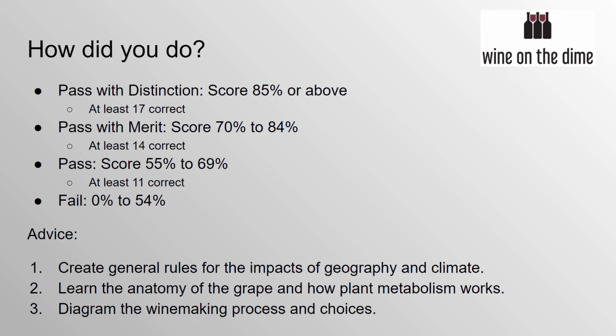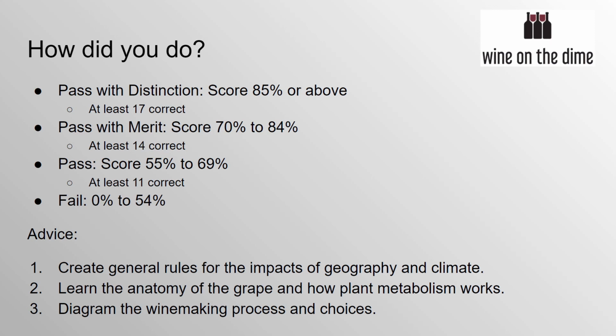All right, so in terms of advice, I would say first, create some general rules for the impact of geography and climate. I already gave you one with the LAW acronym, and then also just learn the difference between cool and warm climates, and maybe come up with some others that allow you to remember things that you have a hard time with.